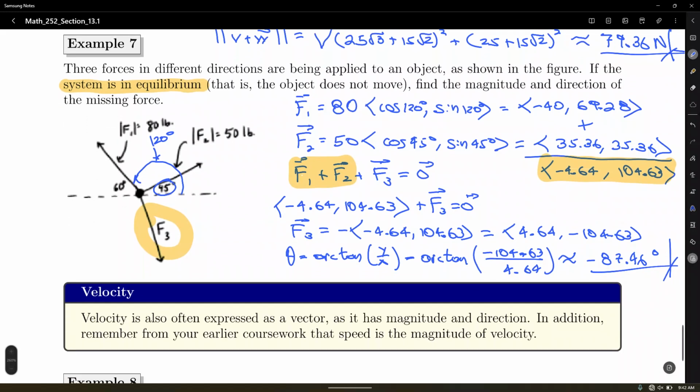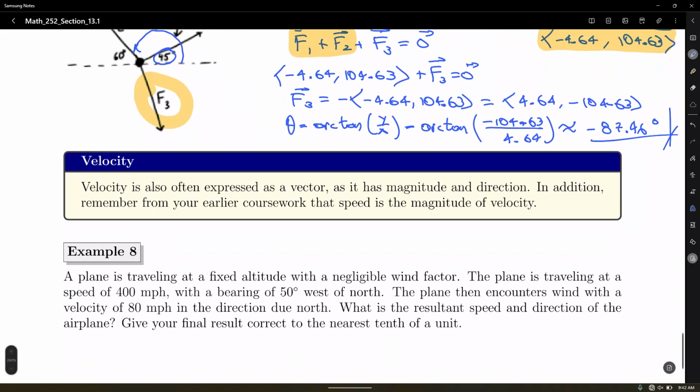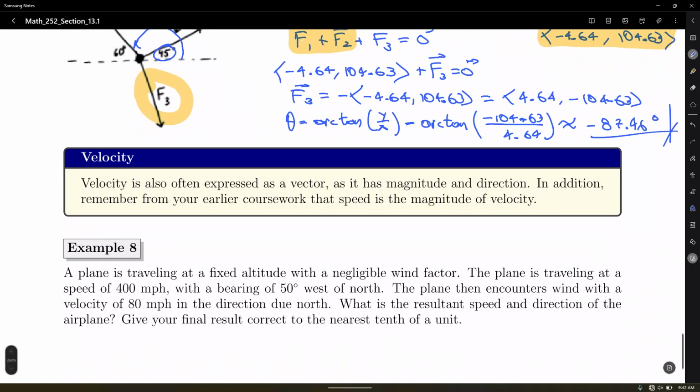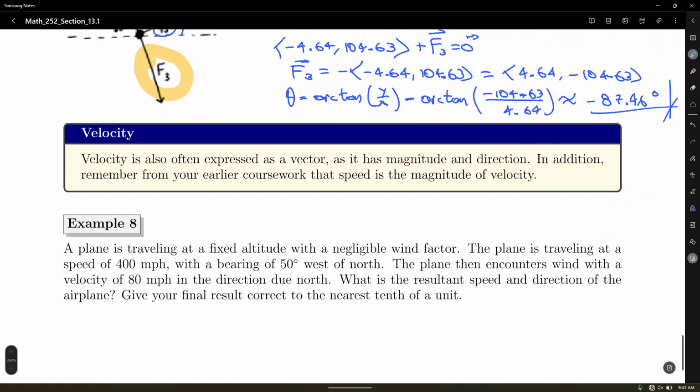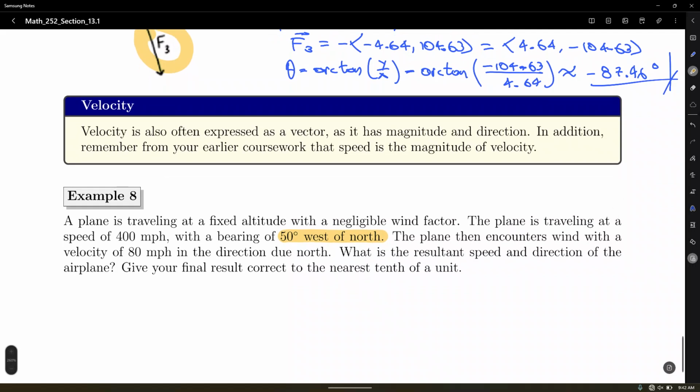All right. Another example, and that's the end of the section, by the way. Let's have a look at a velocity problem. A plane traveling at a fixed altitude with a negligible wind factor. Otherwise, the problem gets more complicated. The plane is traveling at a speed of 400 miles per hour with a bearing of 50 degrees west of north. Careful with interpreting this given piece of information. You'll see. The plane encounters wind with a velocity of 80 miles per hour in the direction due north. What is the resultant speed in the new direction of the airplane?